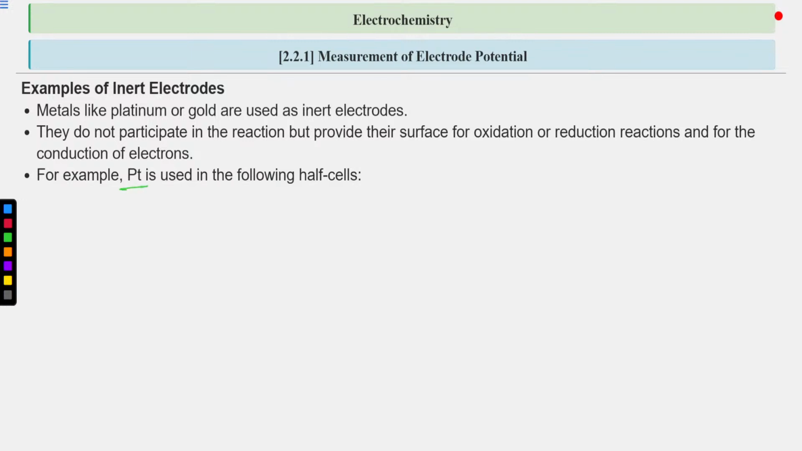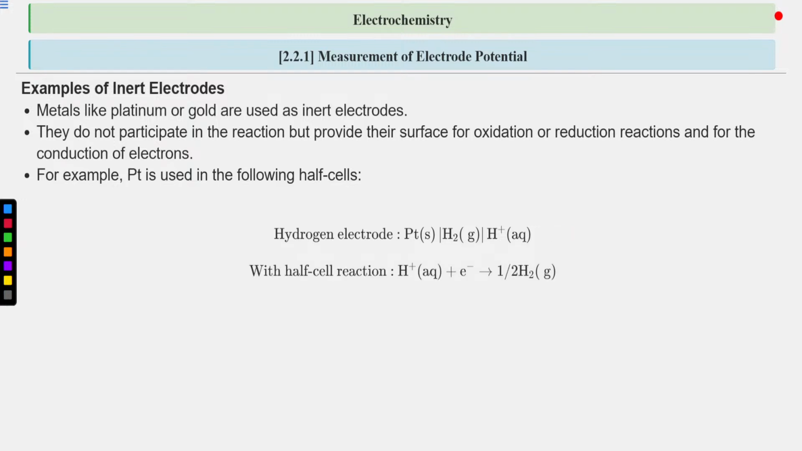For example, platinum is used in the following half cells. So hydrogen electrode, this is a hydrogen electrode where the platinum we use and the H2 in the gaseous state and H positive in the aqueous form. Okay, this is a hydrogen electrode. This is with half cell reaction where H positive plus electron is giving us half of H2. So this hydrogen electrode is associated with this half cell reaction, which is H positive gaining an electron and becoming the hydrogen gas.